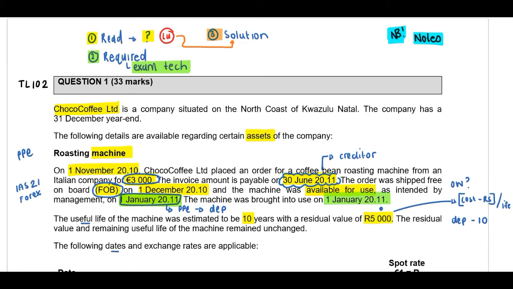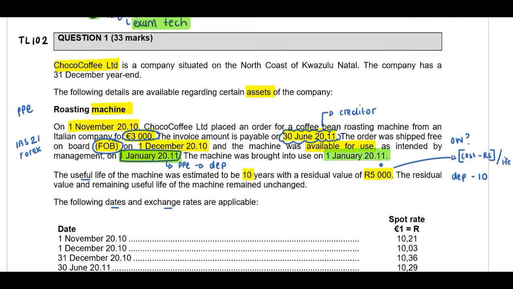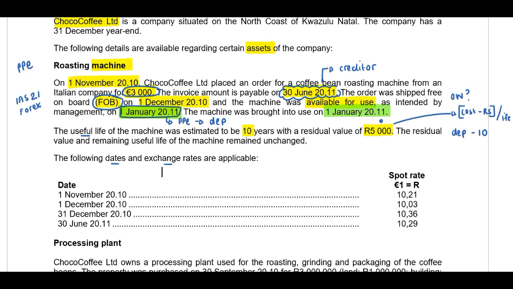Then the following dates and exchange rates are applicable. Why is this important? Because we need to identify at which rate we will have to account for our asset, which we've identified is our roasting machine, and our creditor. Remember, if you think about your basic journal entry, we will have to debit our property, plant and equipment, which will be our machine, with an amount, and credit our creditor with an amount. Right, therefore the rates will be important to us.